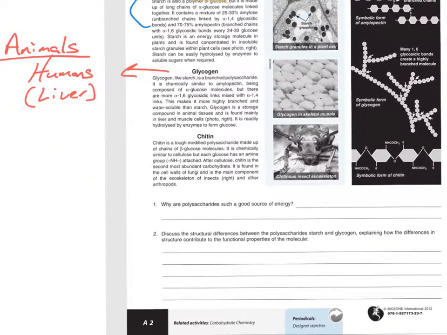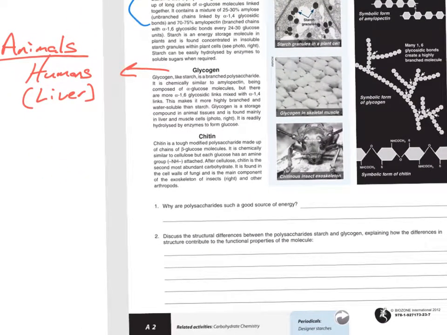Finally, the last one that you have to know is chitin. Chitin's another polymer of sugar, of carbohydrates, and that's used in insects. It's the outer layer of insects, the exoskeleton. The shell is correct.